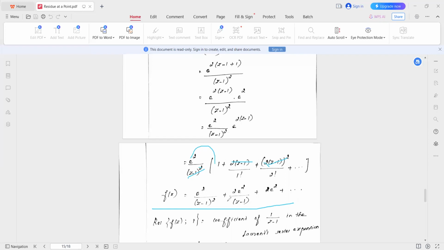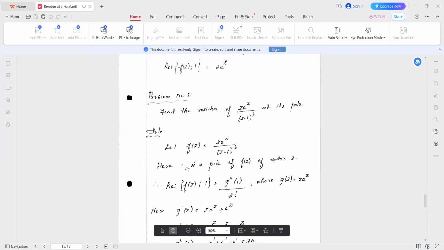Now we can find the residue of the function f of z. What is the residue at the point 1? It is the coefficient of 1 by z minus 1 in the Laurent series expansion. The coefficient of 1 by z minus 1 is 2 e square. So this is the residue of f of z at the point 1. Here we didn't apply any formulas. We only expanded the function about the point z equal to 1 and found the coefficient of 1 by z minus 1, which is the residue at z equal to 1.